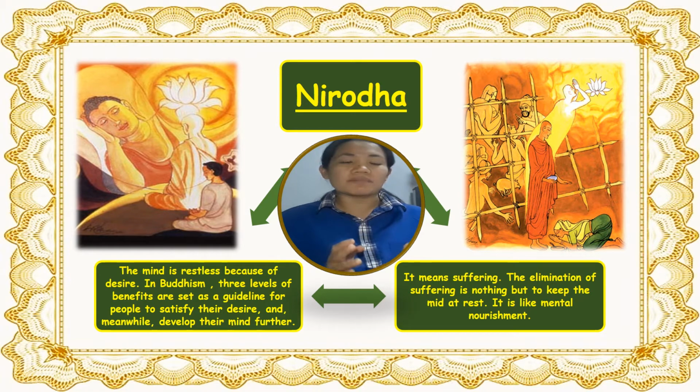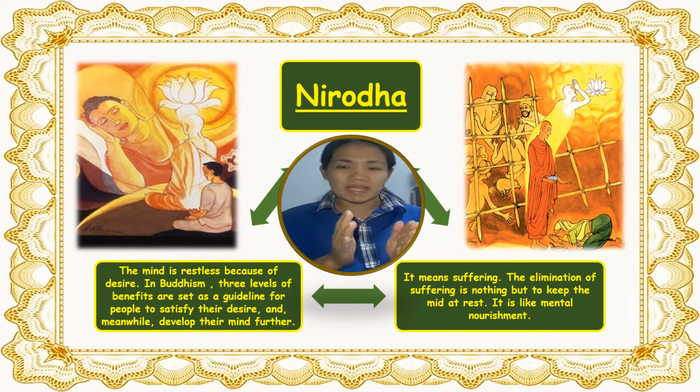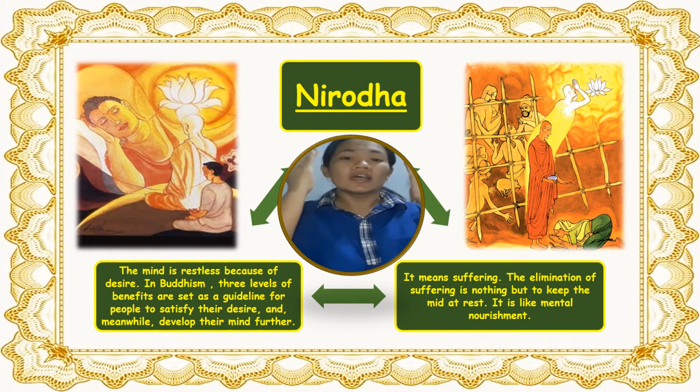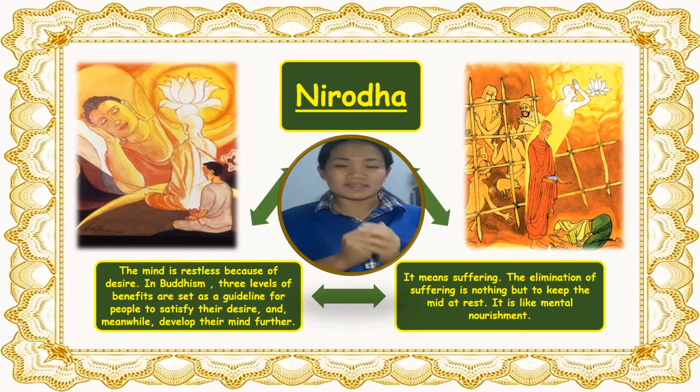We have to keep our mind at rest. We have to control our mind from the desires that we can never achieve. It is like mental nourishment. We have to practice our mind. We have to control our mind that there are things that we cannot have, and we have to accept that fact. Okay, so the mind is restless, or our mind is tired because of so many things that we wanted to have.